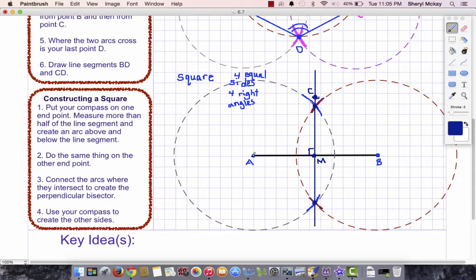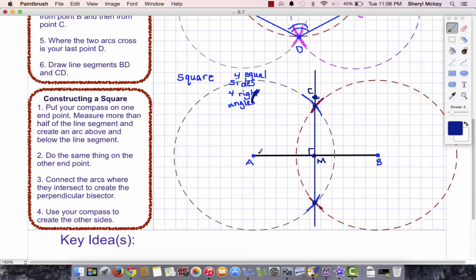All right, so now I have two sides of my square. I have AM and I have MC. And all I have to do is figure out where over here is my final point. Well, I can do that the same way that I did my rhombus. I'm going to measure my M to C, measure that from there. I'm going to put my point on C, and I'm going to take my compass, and I'm going to make this little arc again.